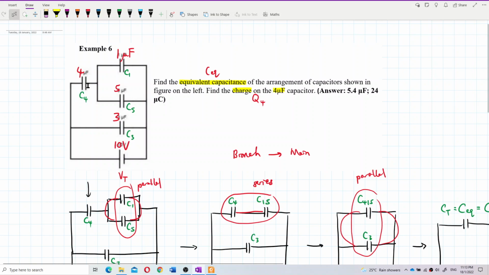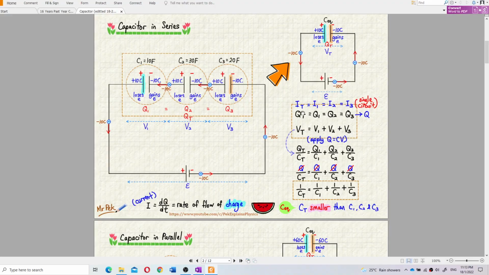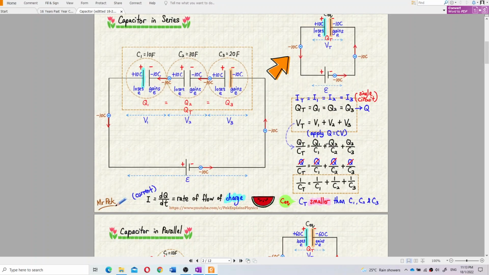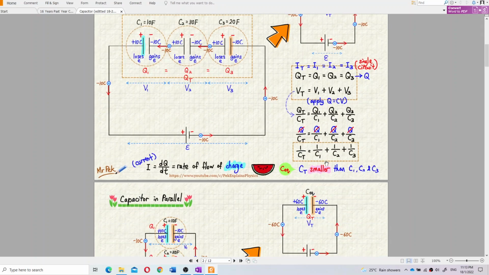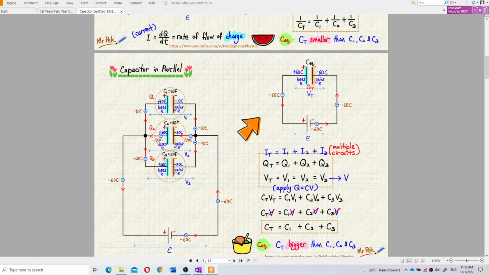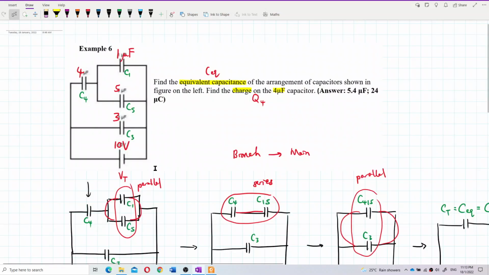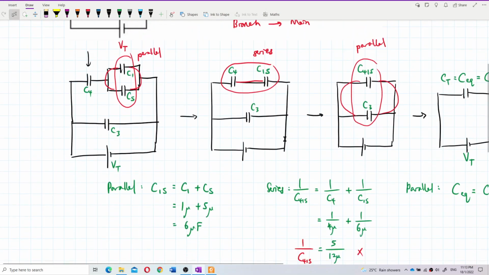How to find the charge on the 4 microfarad? For that one you need the relationship for the charge and voltage for series and parallel. You must know this. Okay, let us do it one by one.